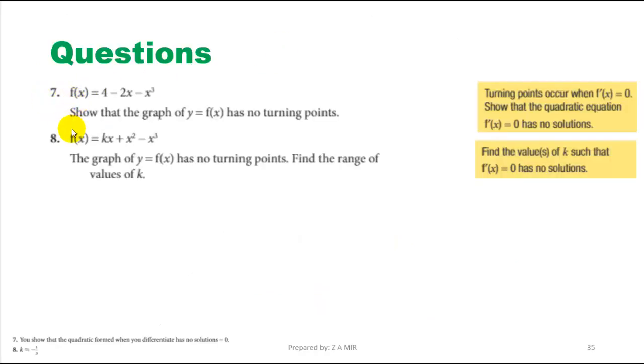Question 7. f of x is equal to 4 minus 2x minus x cubed. Show that the graph of y is equal to f of x has no turning points.